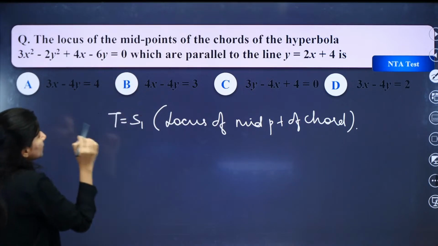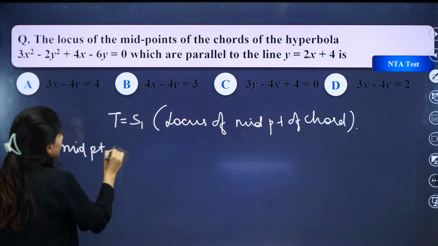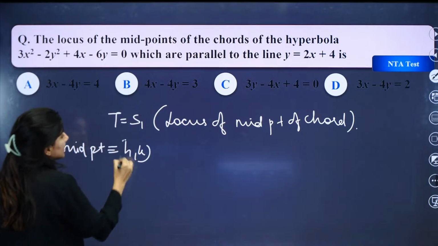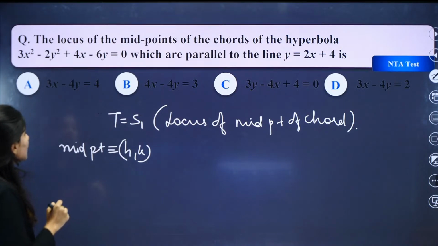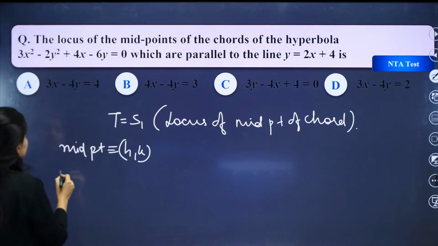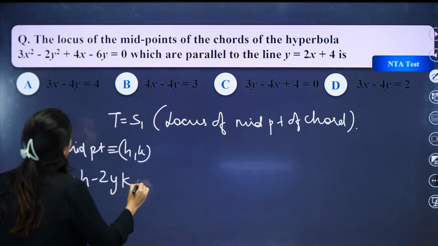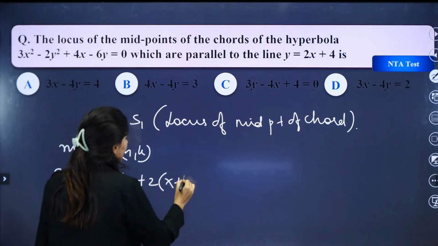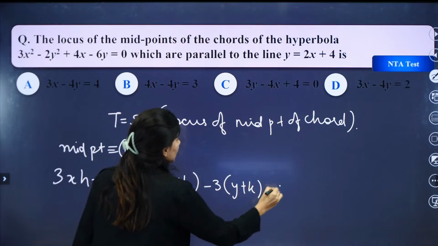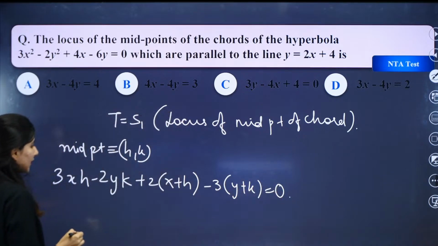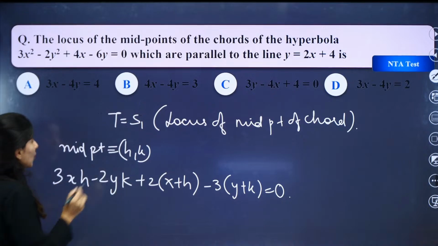So now we are having a hyperbola. Let's say the midpoint is h comma k. If it is the case, can you write T is equal to S1? Let me show you how to write T is equal to S1. Left hand side we are going to write T. So 3xh minus 2yk plus 2 into x plus h minus 3 into y plus k is equal to 0. Okay.